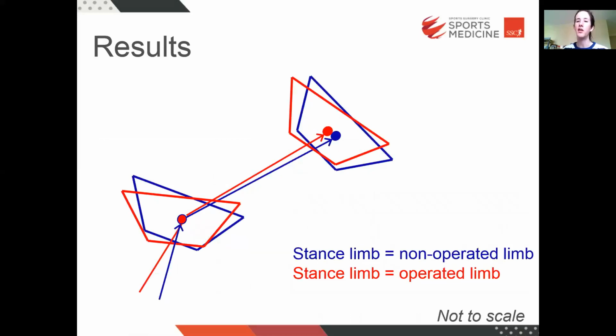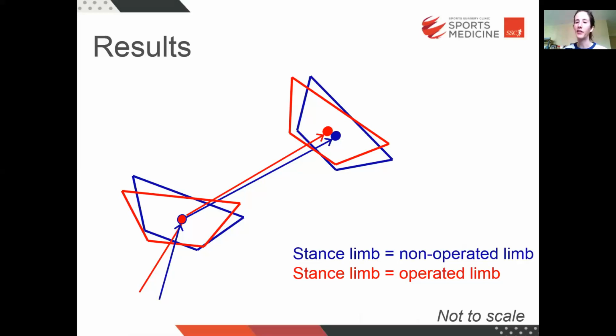What's interesting to note is that the centre of mass heading angle at toe off, the exit angle, was almost identical for the two directions. The mean difference was less than 1.5 degrees because the reduced centre of mass heading angle change during stance phase on the operated leg was almost entirely compensated for by the increased heading angle at initial contact.